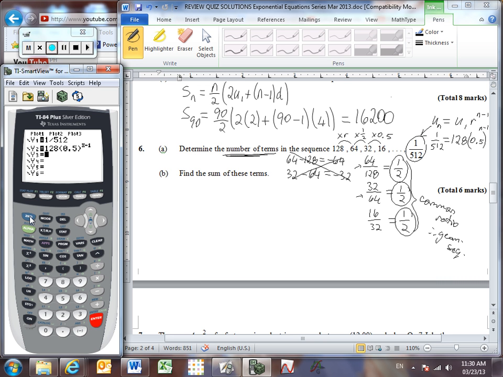And now then, as I look at my table, I'm going to look to see where is my y1 value. This is the decimal equivalent of 1 over 512. Where is it equal to my right-hand side of the equation, the y2 value? So let's scroll down a little bit and see where they become the same. Not quite yet, but we're getting close. And we finally hit it where?